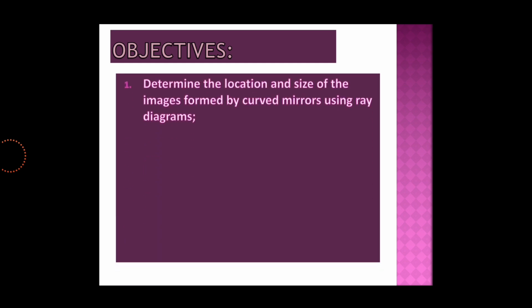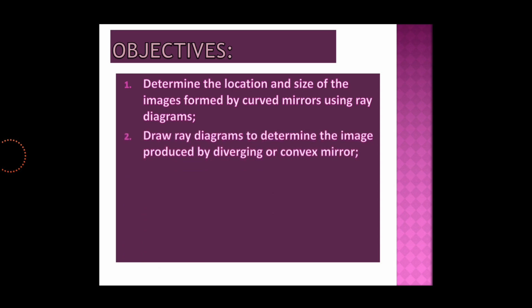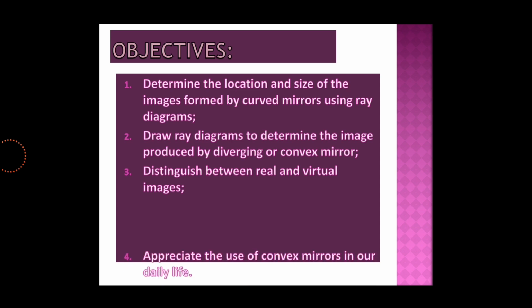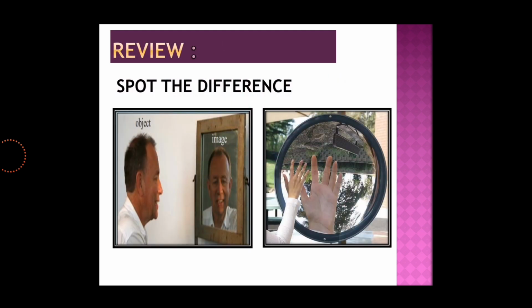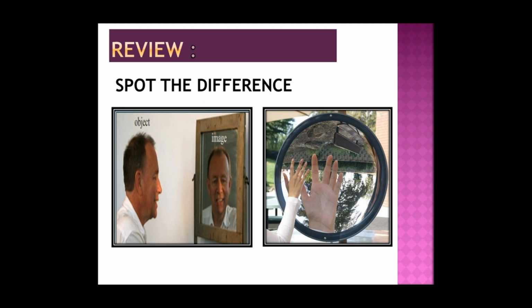Our main objectives are the following. First, determine the location and size of the images formed by curved mirrors using ray diagrams. Next, we have to draw a ray diagram to determine the image produced by a diverging or convex mirror. We will distinguish between real and virtual images, and we will try to appreciate the use of convex mirrors in our daily lives.